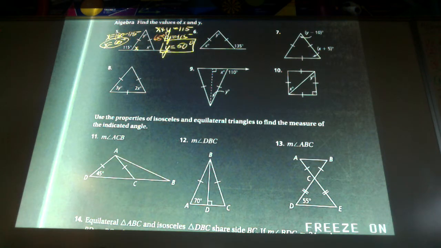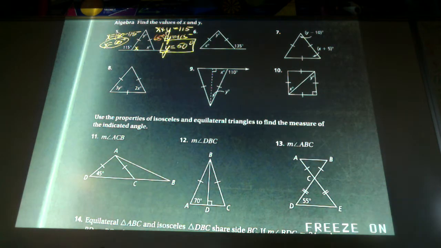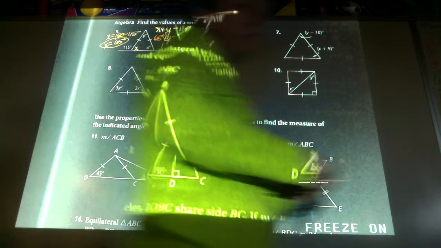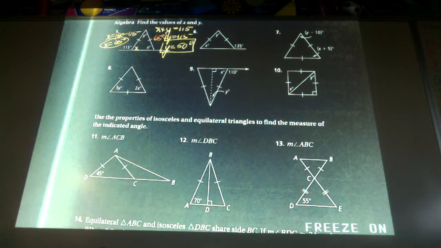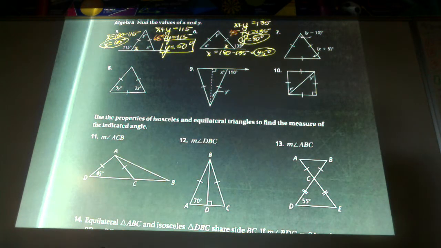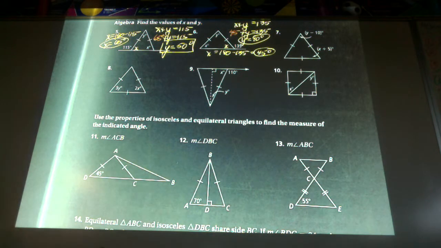So did we do number 6? Share your answer to number 6 with those around you. Number 6 is just like number 5. What did we get for x? 45. And for y? 90. You are correct. 45 degrees and 90 degrees. Okay, so let's try 7. 7 should be easier.